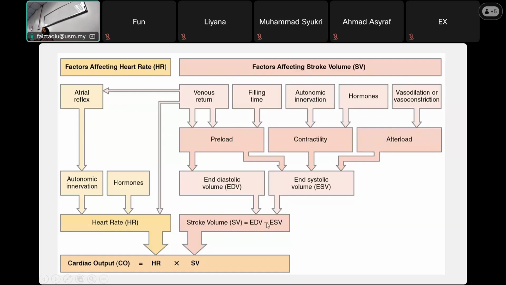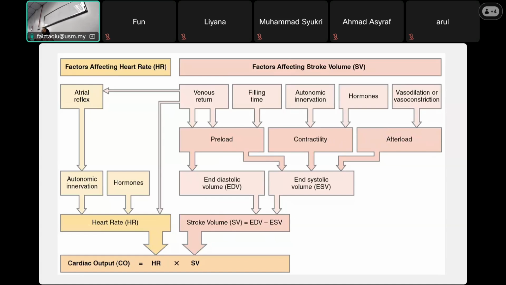And this is the equation for the stroke volume. So preload is affected by venous return, kan? How much blood is returned to the right side of the heart, as well as the filling time, isn't it? So kalau venous return je banyak but filling time is reduced, then the preload might be reduced, isn't it? So contractility, on the other hand, is determined by autonomic innervation, maybe sympathetic stimulation will increase contractility and otherwise, as well as some hormones lah, kan? And afterload is determined by the state of the vessels lah, kan? Vasodilation or vasoconstriction.